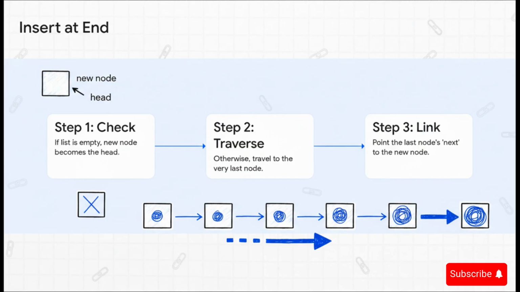The logic here has a really important first check. Is the list totally empty? Because if it is, well, our new node just becomes the head. Easy. But if it's not empty, we have to start that scavenger hunt, hopping from node to node until we find the very end. Once we get there, we just change that last node's next pointer so it points to our new node. And just like that, it's part of the chain.